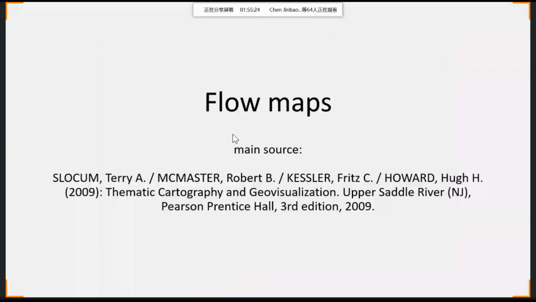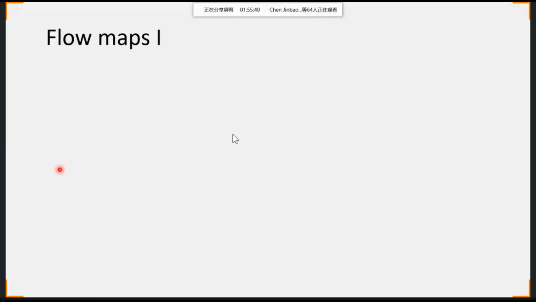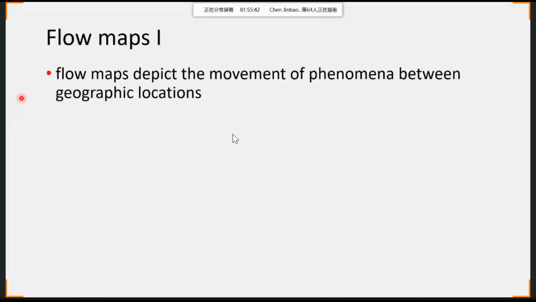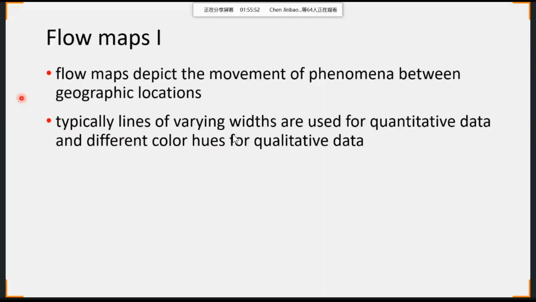Then let's continue. Flow maps. That's another type of maps. Flow maps depict the movement of phenomena between geographic locations. That's the general description. Typically, lines of varying width are used for quantitative data and different color use for qualitative data.